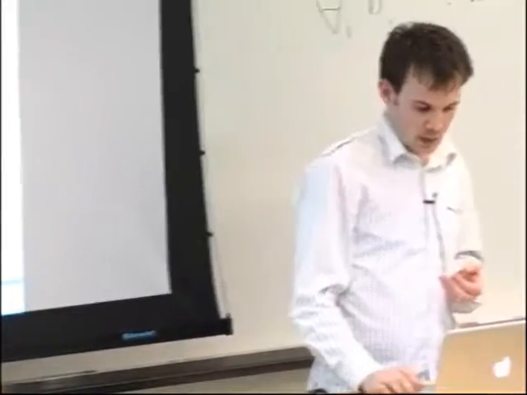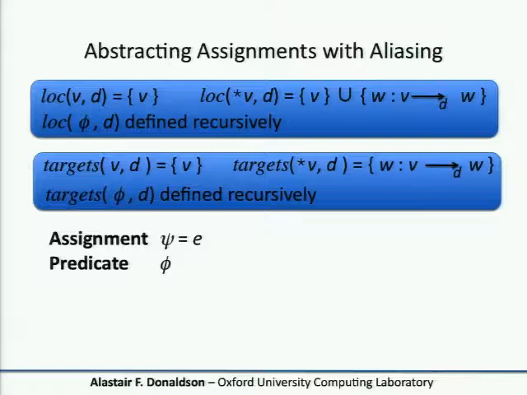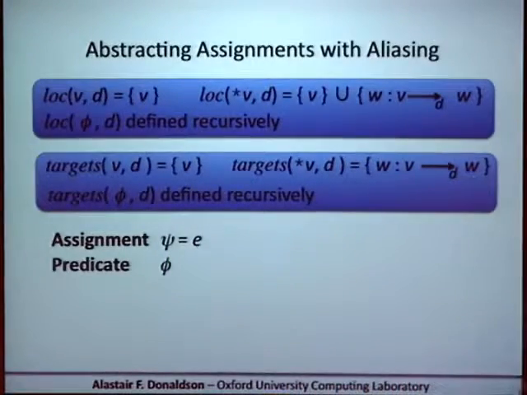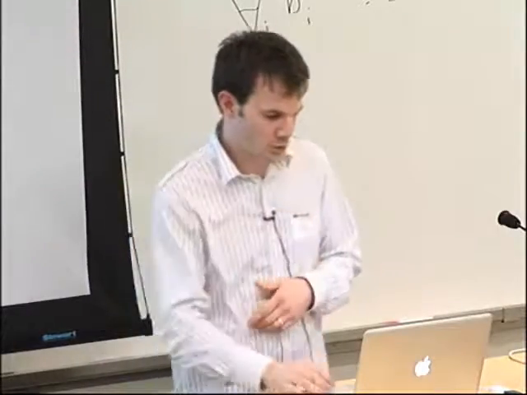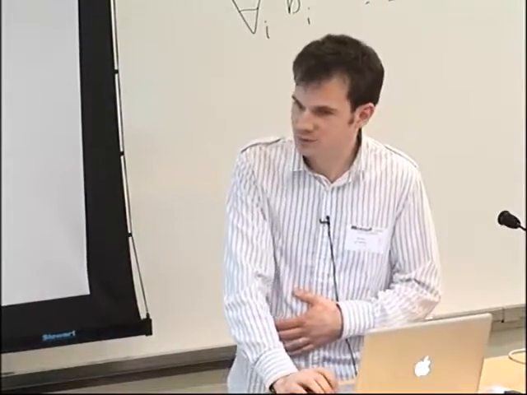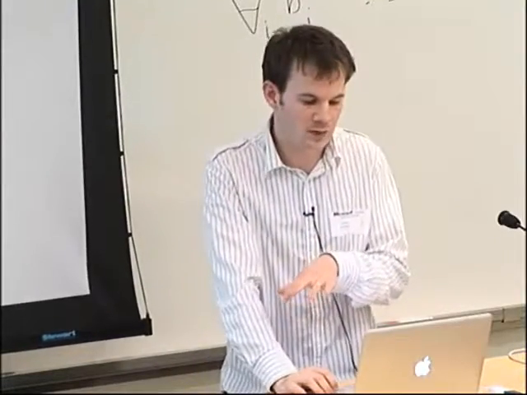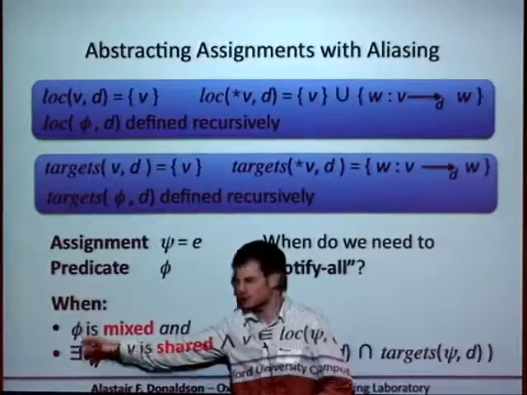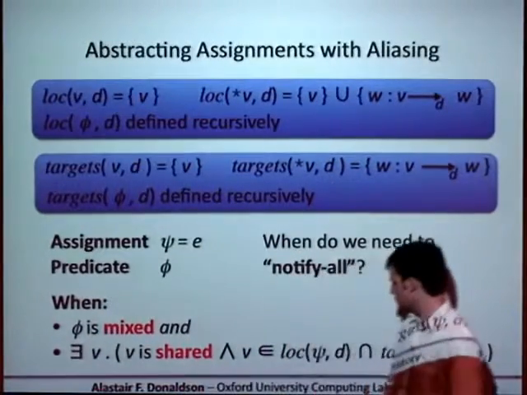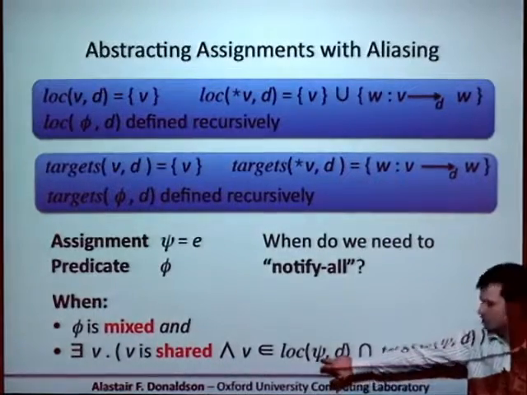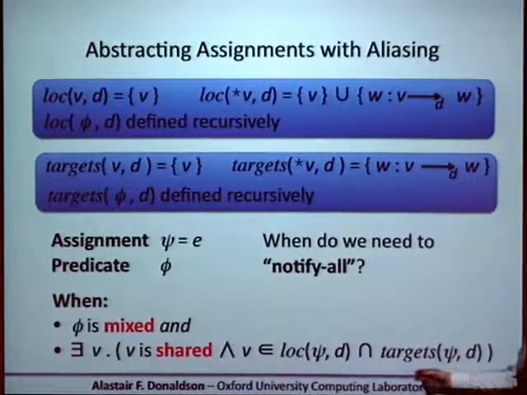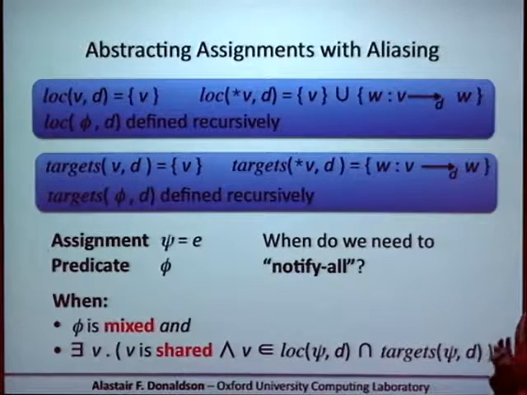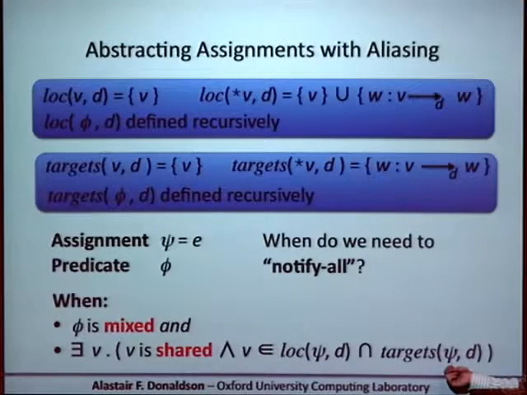Okay? So now, when do we need to do a broadcast? Well, suppose we have an assignment, psi becomes equal to e, and I write psi because psi could be a variable or it could be a dereference. And we assume that you've pre-processed your program so that you don't have multiple dereferences as an L-value. So if the predicate we're assigning to is psi, and we want to know, do we need to broadcast to other threads regarding the predicate phi? Well, we need to do this when phi is a mixed predicate, using this pointer-aware definition of mixed, and when there is some variable v which is shared and belongs to the locations of phi at this program point, and to the targets of psi. Sorry, this should be the locations of phi, not the locations of psi. Yeah, so a variable v that is relevant to phi at this program point and which could be changed by assigning through psi at this program point.